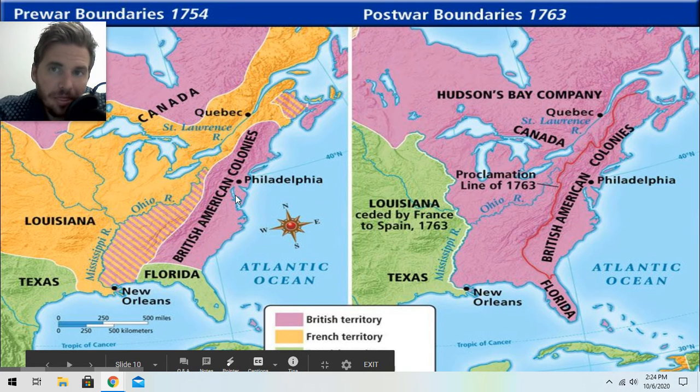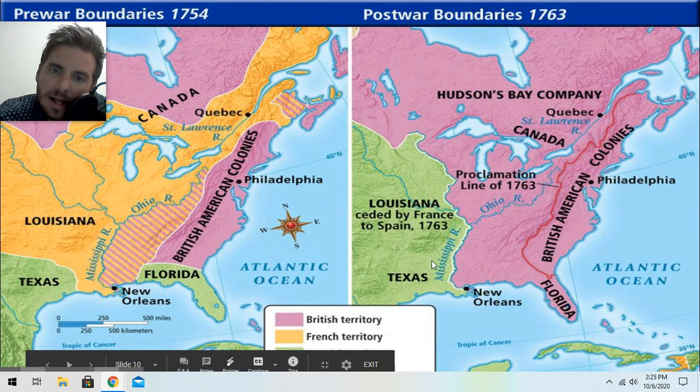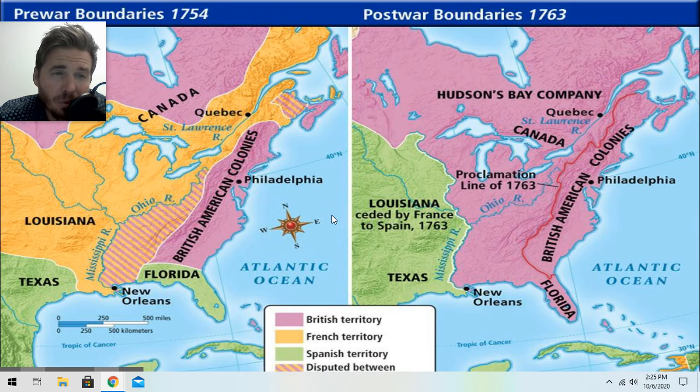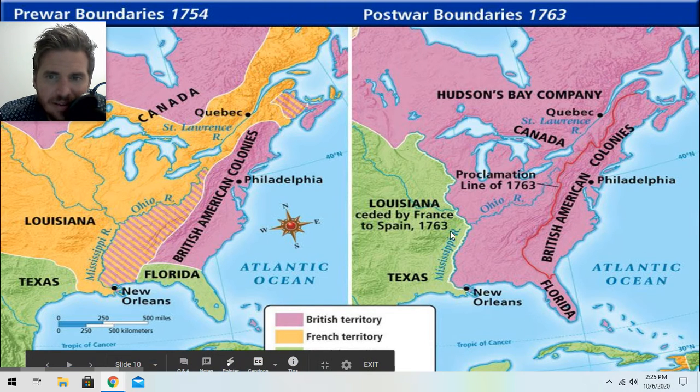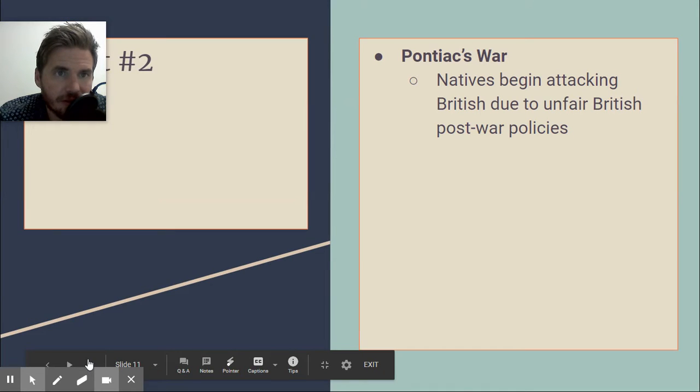Now, with the post-war boundaries, so this is after the French and Indian War, we see that England has gained some territory, but they've also given some of it away. They give this to Spain, so essentially Spain gains all of Texas and much more of the West, while the English control much more of the East. Everything east of the Mississippi River is English territory now. Very good.